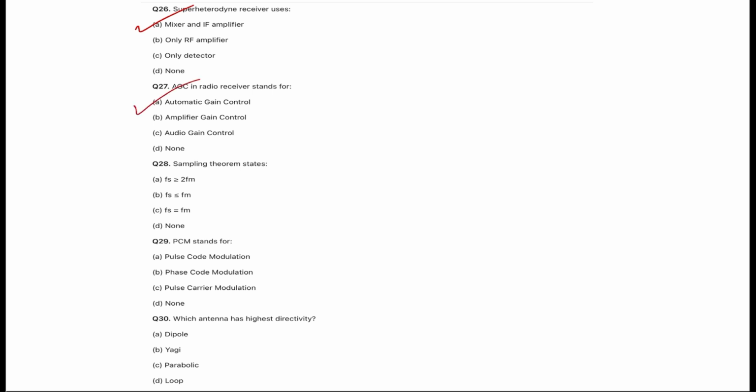Next question. Sampling theorem states: option A, Fs must be greater than or equal to 2Fm; option B, Fs less than or equal to Fm; option C, Fs is equal to Fm.